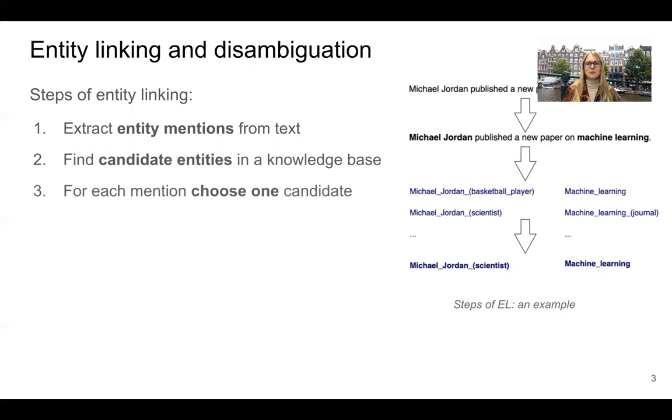And we need to rank these candidate entities in a way that we choose just one of them for each mention because we want a precise answer. And this last step is called entity disambiguation. And this is what we focus on in this study.